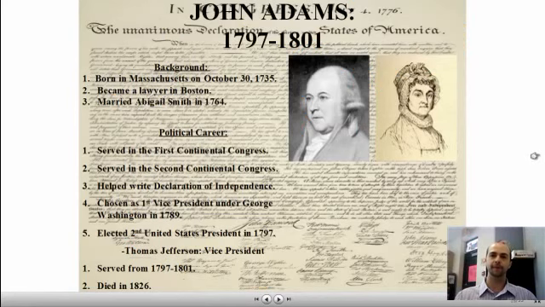America. John Adams was the second president of the United States. He served 1 term from 1797 to 1801. He was born in Massachusetts on October 30th, 1735. He became a lawyer in Boston, and he married Abigail Smith in 1764.